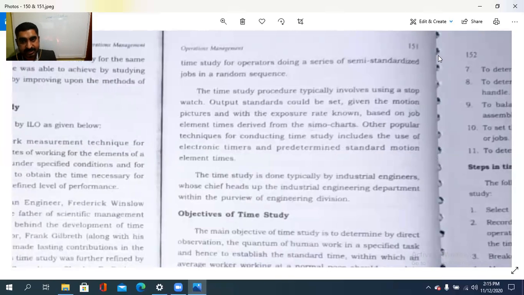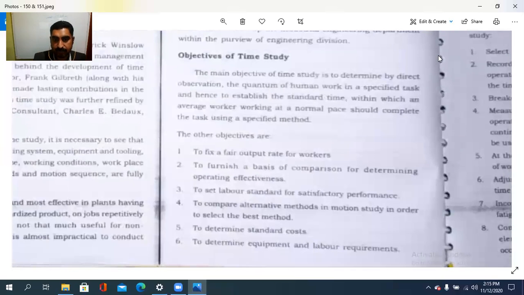Output standards could be set given the motion pictures and with the exposure rate known based on the job element times derived from the CMO charts. What are the objectives of the time study? This is a little important for this.